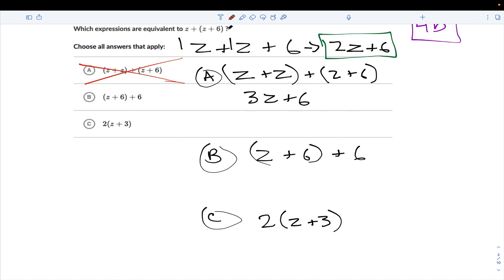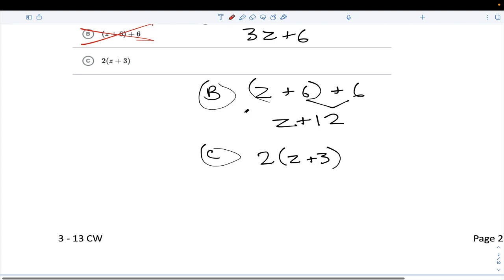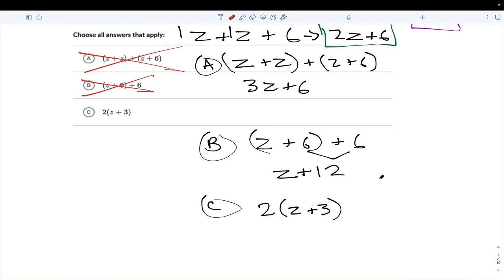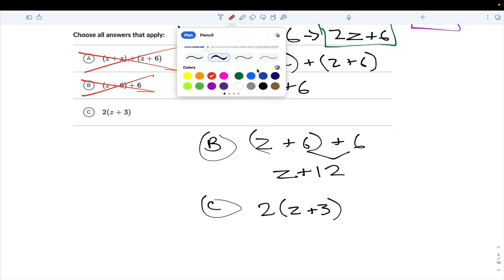Is b going to be 2z plus 6? Parker, what does b simplify to? B simplifies to z plus 12. That's not 2z plus 6, so cross it out. Wouldn't number 2 be 12 plus z or z plus 12? None of them. Simplify that. So that one doesn't work. Let's go to C.